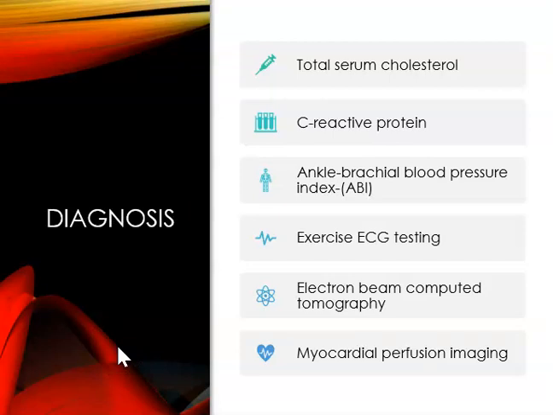So for diagnostics on these patients, we're going to be taking a serum cholesterol level that includes triglycerides, HDL, LDL, VLDL. We know that elevated levels increase the risk of atherosclerosis. We're also going to be checking a C-reactive protein because this is associated with the inflammatory process. And remember that atherosclerosis creates an inflammatory process. So ABI, this is going to indicate the presence of peripheral artery disease and a significant risk for CHD.